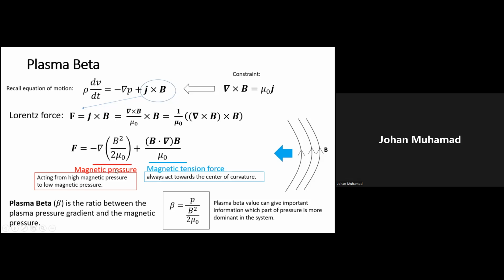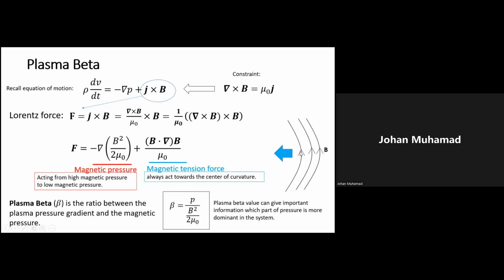First one is the first term here on the left, and the second term here on the right. We call the first term the magnetic pressure term, and the second part is the magnetic tension force, or magnetic tension. The first term acts from high magnetic pressure to low magnetic pressure. This is almost the same as the plasma pressure, but for the magnetic field. But the second one is the magnetic tension. So magnetic tension is a force that always acts towards the center of curvature.